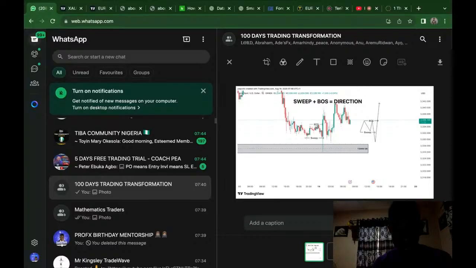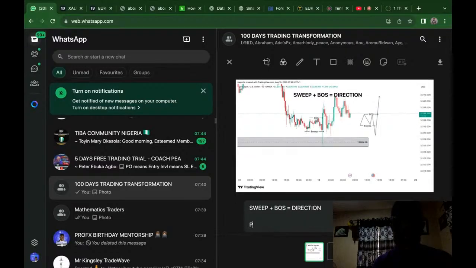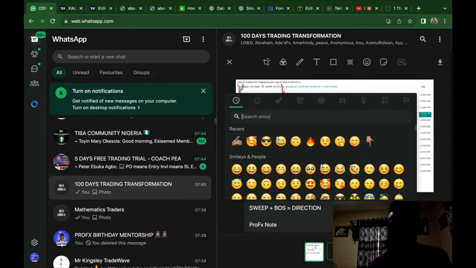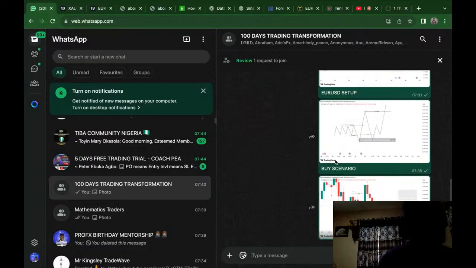Sweep plus BOS equals direction. Are we catching it? Sweep plus BOS equals direction.